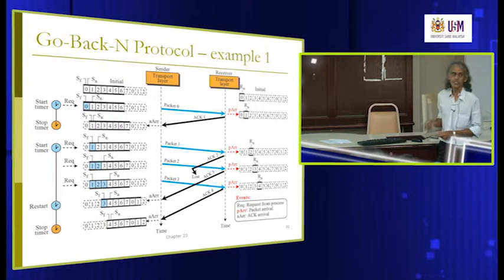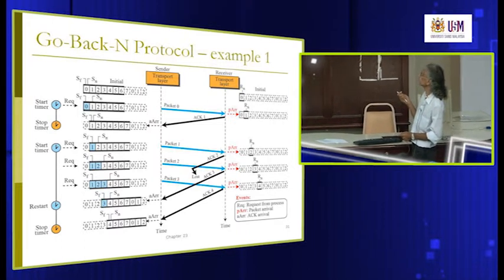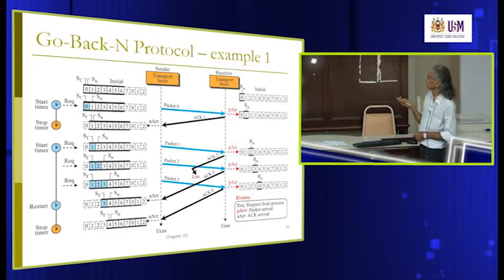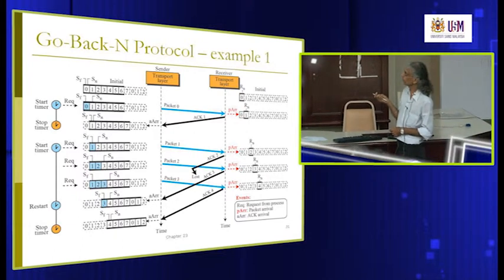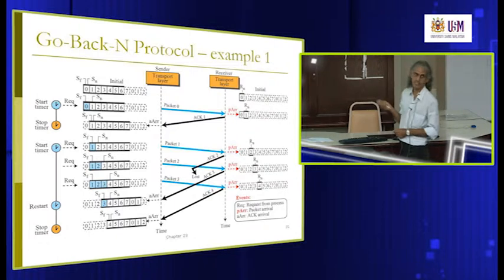Alright, so let's see the sequence of operation for this particular protocol. In this case, our window size on the sender is 7, and the window size on the receiver is 1. So we start at the beginning. Our sliding window is positioned at the beginning. So we can send out a maximum of 7 packets at the same time, because the sliding window size is 7. So from packet 0 to 6, we can send. So what do we do?